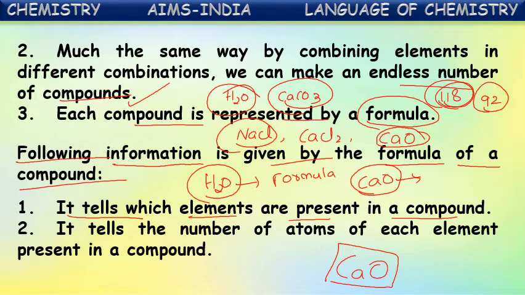It tells the number of atoms of each element present in a compound. See here, calcium: nothing is there in the subscript, which means 1. In the oxygen, nothing is present, which means 1 is present. This 1 means 1 calcium atom, 1 oxygen atom. Both are combining and forming calcium oxide. So finally, what information is the formula giving? It is giving information regarding the elements and how many atoms are present in each compound also. Isn't it?